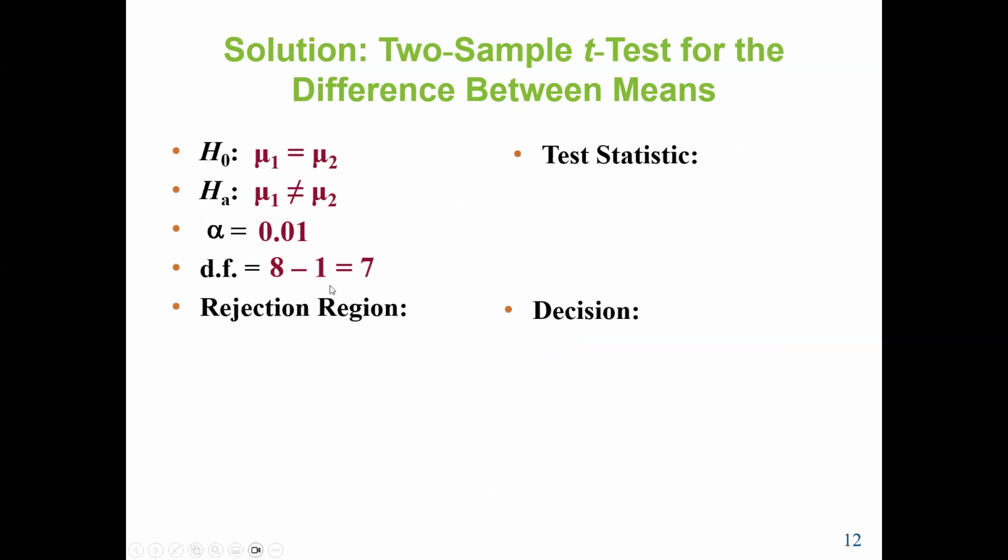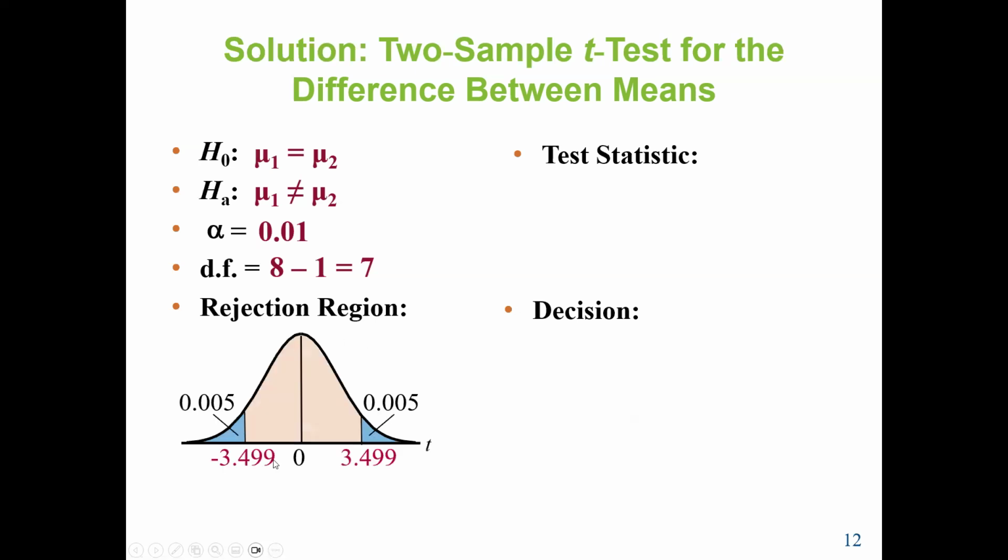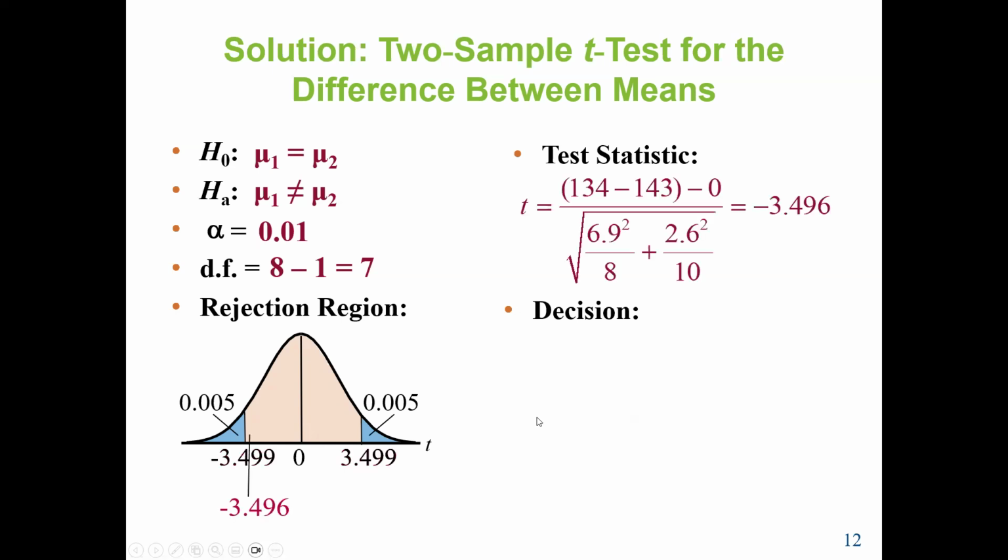So degrees of freedom, we have 10 minus 1 or 8 minus 1. So the smaller will be 8 minus 1, 7. So if we know the degrees of freedom and we know the alpha, we can determine the rejection region, which gives us somewhere between negative 3.499 and 3.499. Then next, we can find the test statistic. Again, these values are given to us.